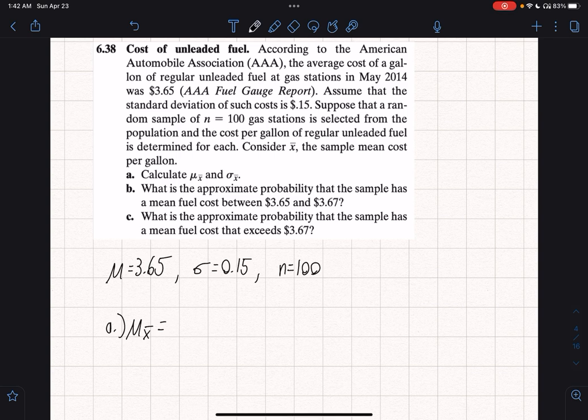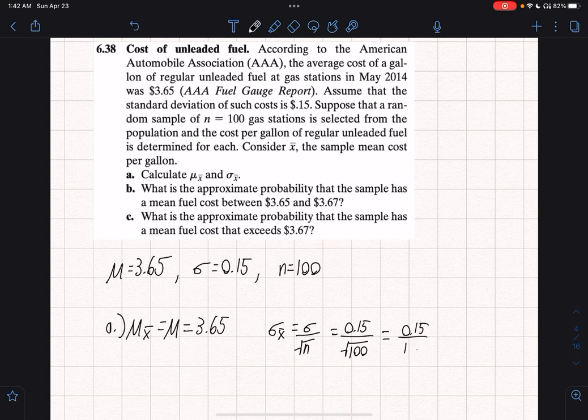Well, if we recall, this is just going to be equal to mu because we have an unbiased estimator. And so this is going to be 3.65. It was just given to us. But sigma x bar, we know, is sigma divided by the square root of n. So this would be 0.15 divided by the square root of 100. So that would be 0.15 divided by 10, which is 0.015.